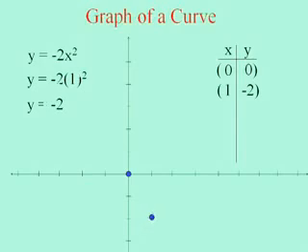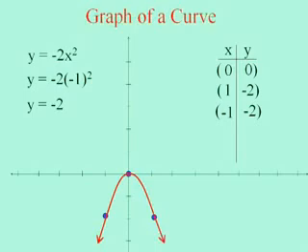Now I can't resist. Let me try that negative 1 again and see what happens. Negative 1 squared is positive 1, times negative 2, I get a negative 2, don't I? Now back 1 and down 2. Oh, it didn't work. Oh, it did. Surprise, surprise, surprise. It's still a curve, it just opens downward.